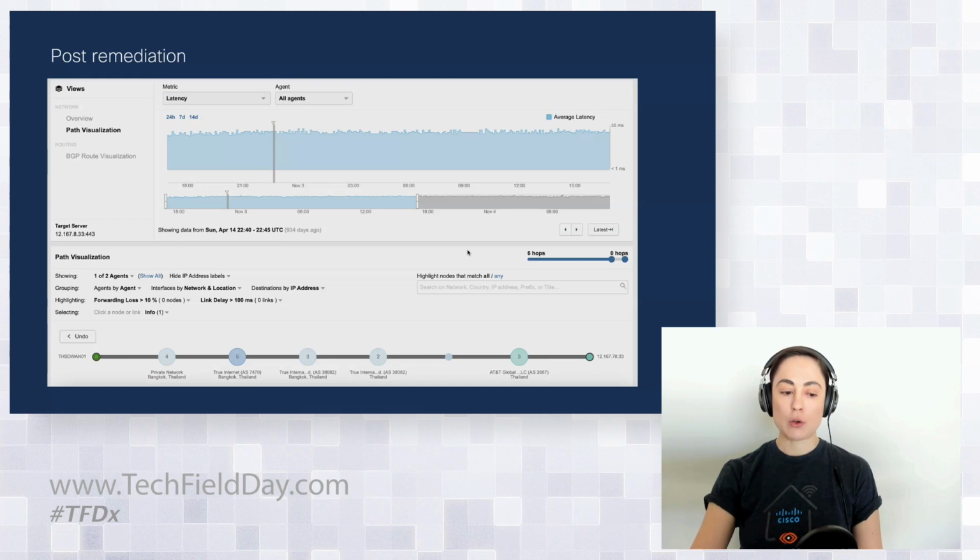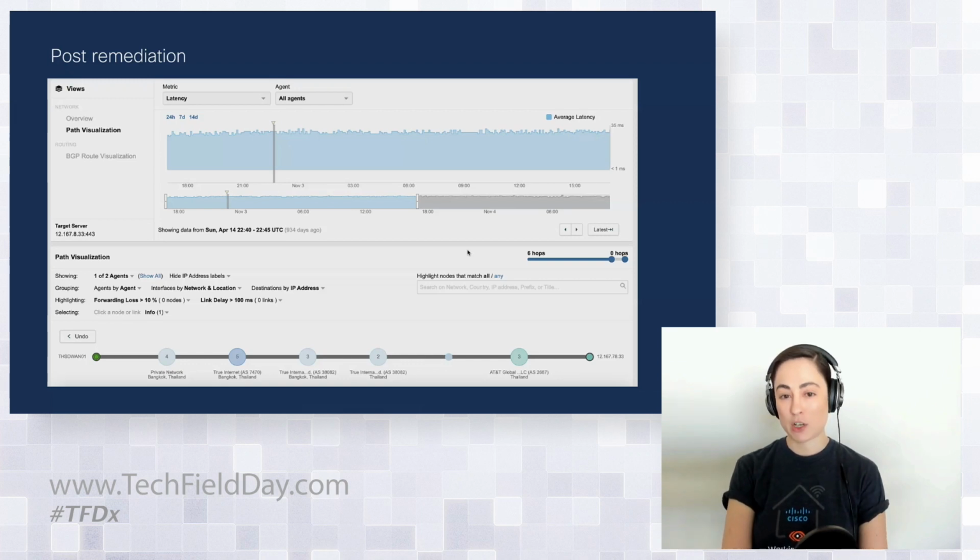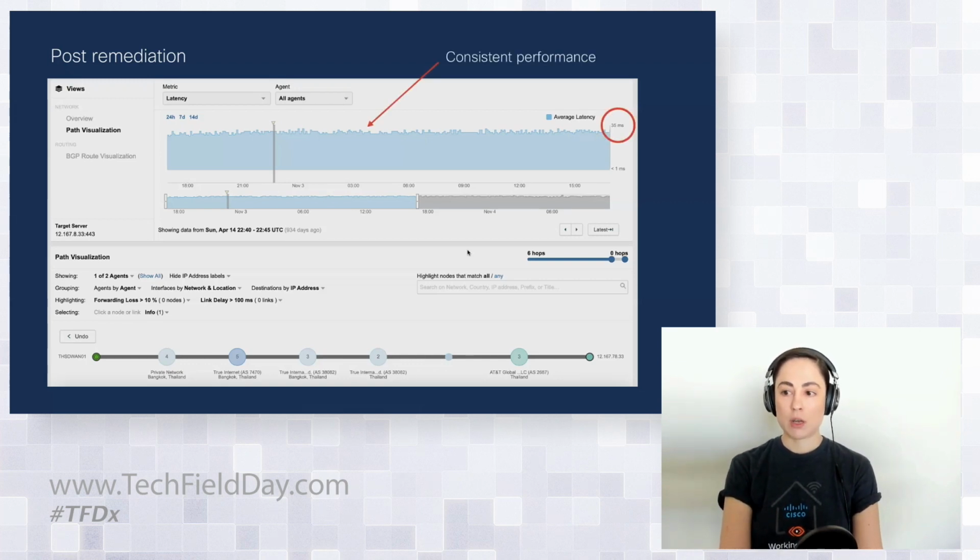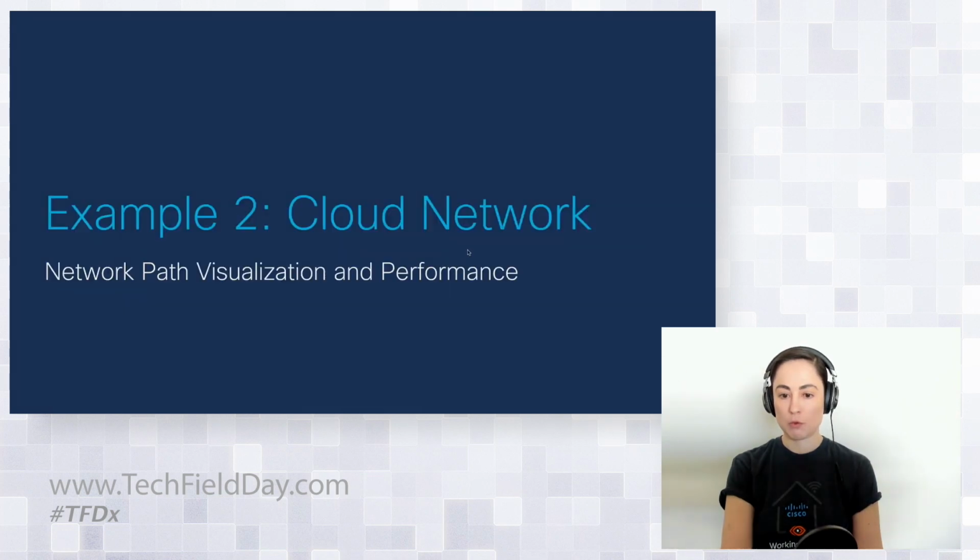About a couple of weeks later, they were able to resolve the issue with that provider. And here we can see that now they have consistent performance across both service providers. So this is an example of, by providing this type of data to, in this case, one of their ISPs that was connected to this branch office, they were able to get this routing issue addressed. So it's not just about knowing the performance, also being able to action on it. And here we can see that they have consistent performance now.